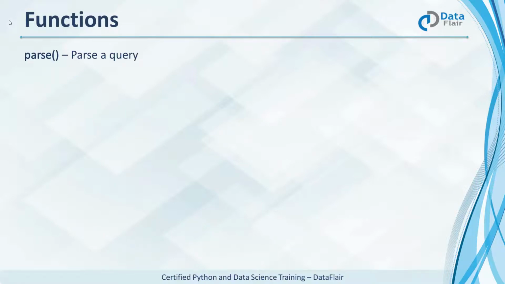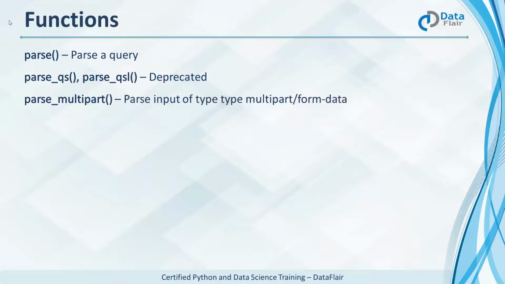This module also has some useful functions. parse parses a query in the environment or one from a file. parse_qs and parse_qsl are deprecated, and we should use these functions from the parse class from the urllib module. parse_multipart parses the input of type multipart/form-data, which is for file uploads. This returns a dictionary where the keys are the field names and the values are the list of values for that field. parse_header parses a MIME header into a main value and a dictionary of parameters. Think of the MIME header as something like content type.